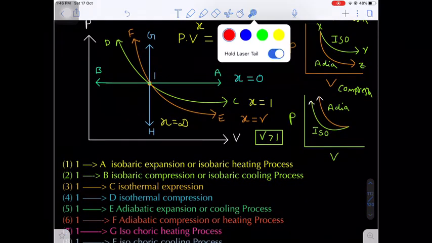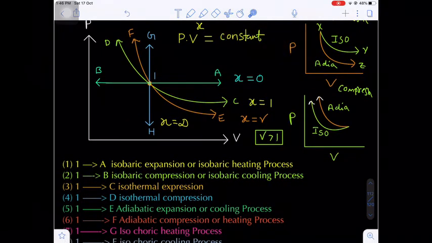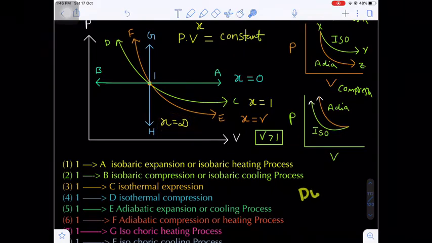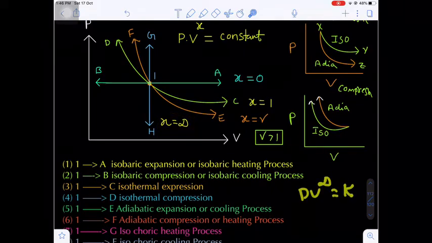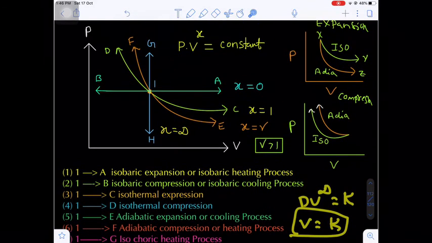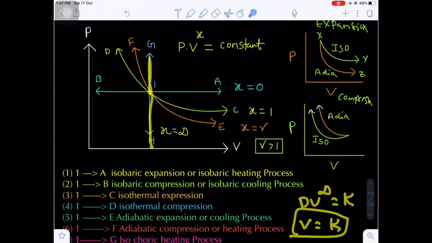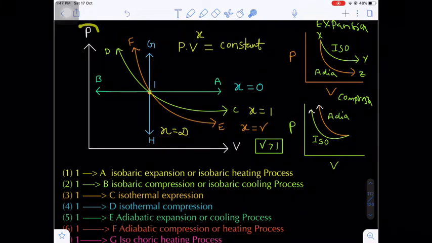Now come to the next one. If the x value, that is the exponent value, is infinity, then PV to the power infinity is equal to constant. So here V is equal to constant. Volume is constant means isochoric process. So there is a vertical line, perpendicular to the volume axis, whereas it is parallel to the pressure axis, that is the y-axis. Are you getting my point?